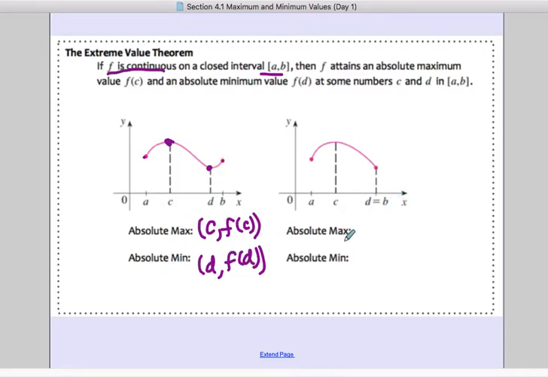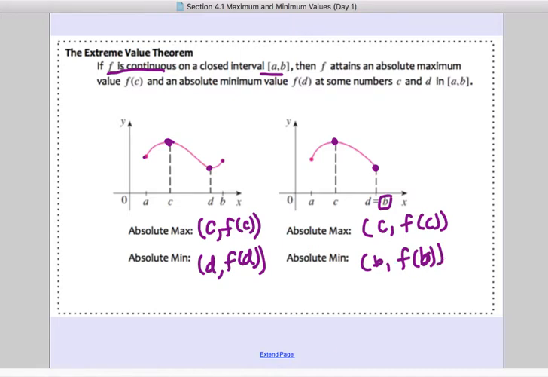If I go ahead and look at this next example, the absolute max. This is my highest point, so it's c comma f of c, because that's how you get your y value. And then your absolute min, my lowest point. Looks like this is my lowest point. I'm just going to say that this is b. So it'd be b comma f of b. There we go. Good.